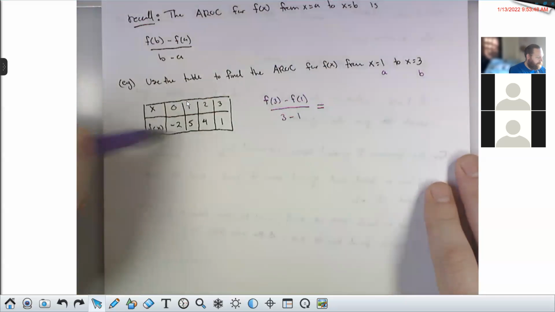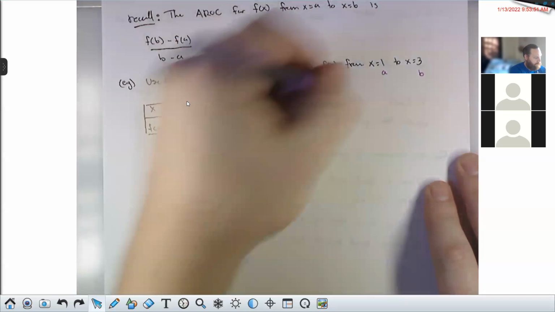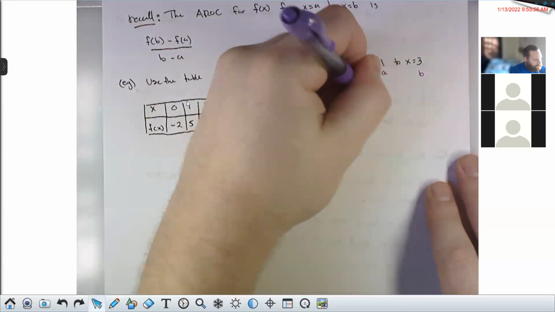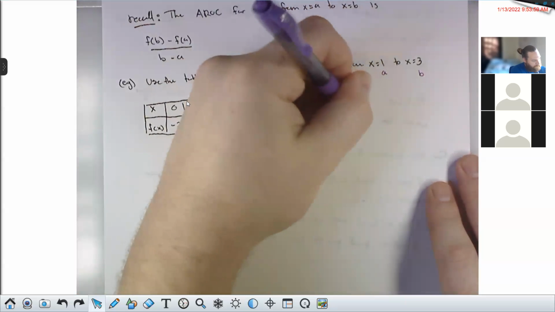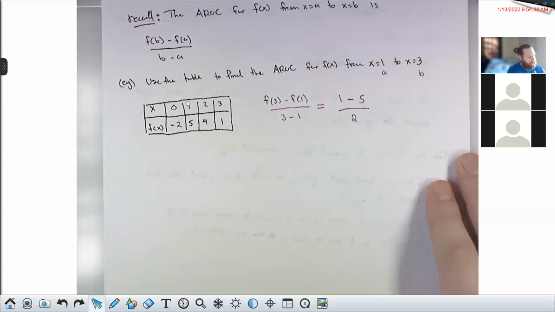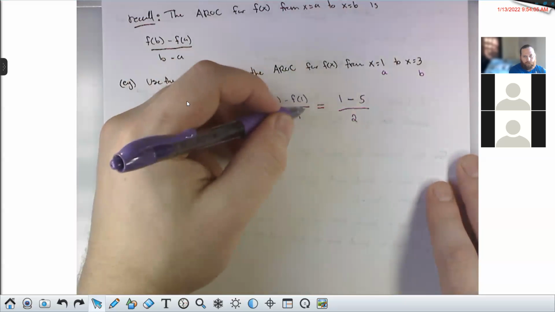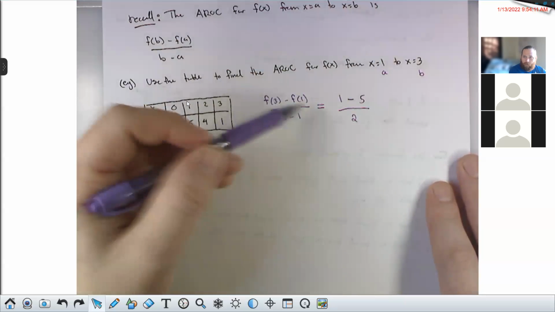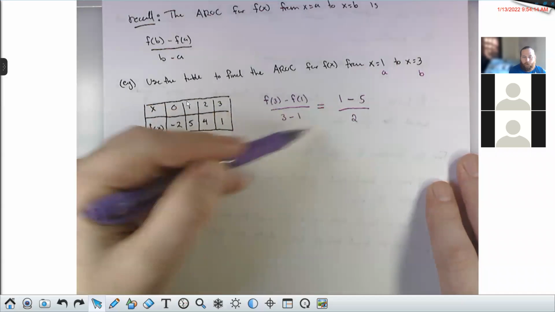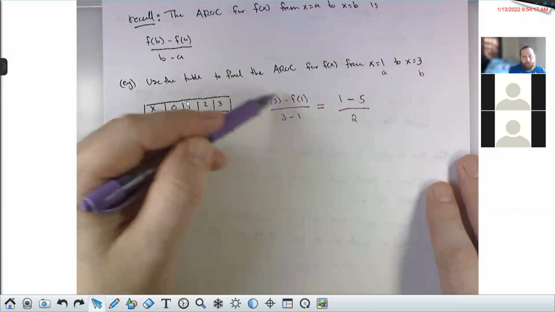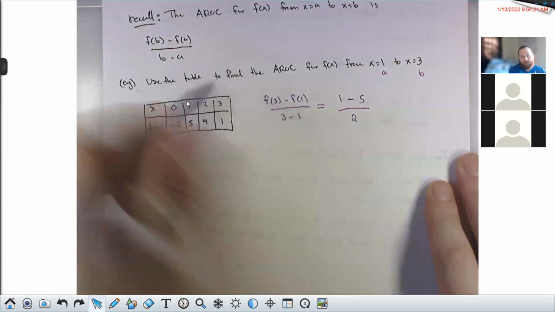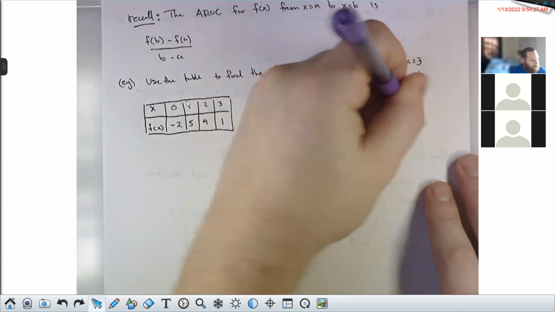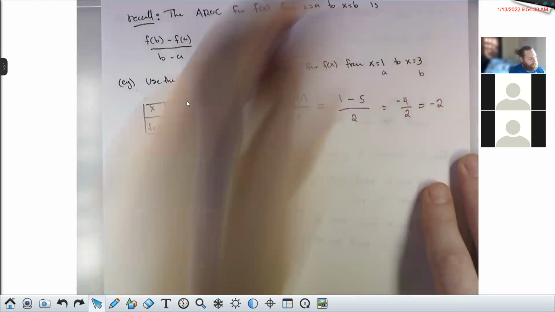F of 3 I get from the table. F of 3 is 1. F of 1 I get from the table is 5. And then downstairs we have just 3 minus 1, which is 2. Remember, you cannot cancel this 3. You cannot cancel this 1. The notation upstairs, f of 3 and f of 1, has nothing to do with multiplication. That's function notation. The only thing you can do with an expression like this is plug in here and plug in here. 1 minus 5 is -4. So this is -4 over 2, which is -2.